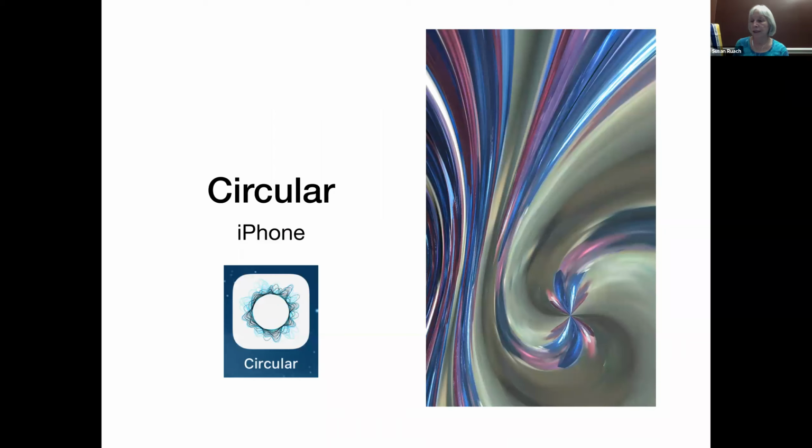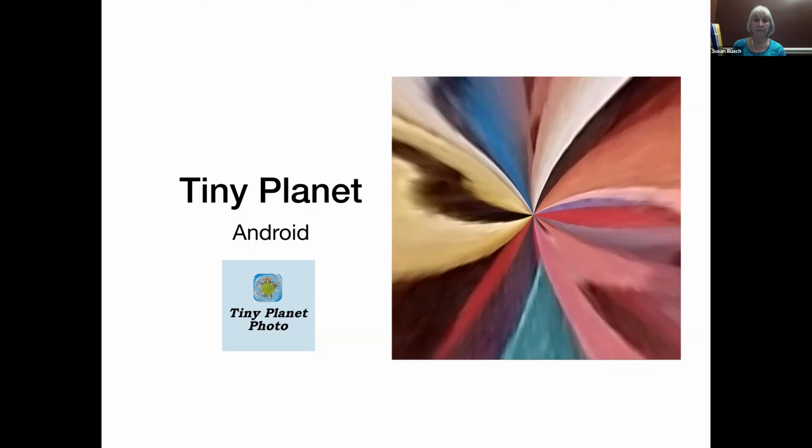Circular is one of those that will twist, turn, spin, rotate, repeat, do all kinds of things. It turns whatever photo you're using into a kind of circular photo, and then you can do all kinds of things with it. Tiny Planet is the closest thing I've found on Android to Circular, and you can do quite a bit with it, but it won't do all the things that Circular does. Although this one's not too bad.